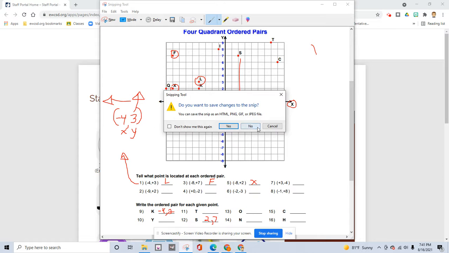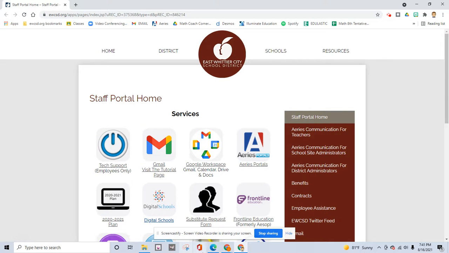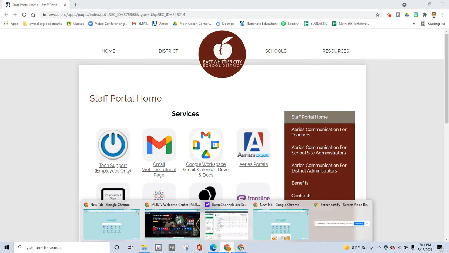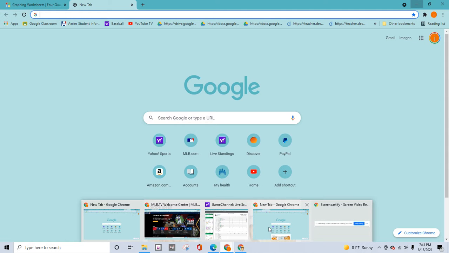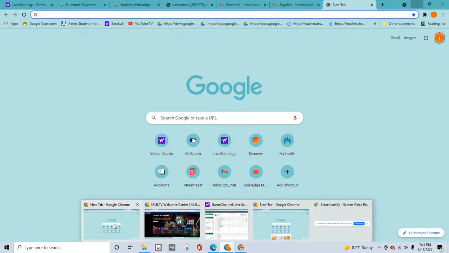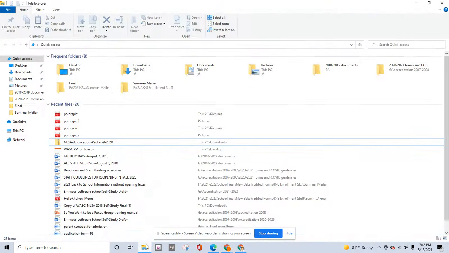Don't want to save that. Let me see if I can pull up anything else I have here. I thought I had another one. Let's pull up another one.